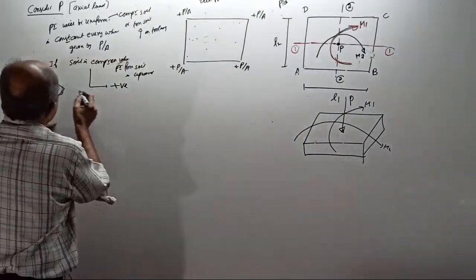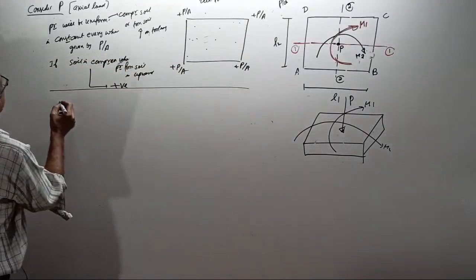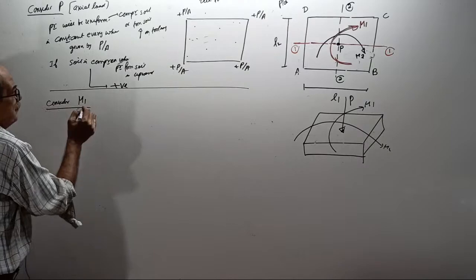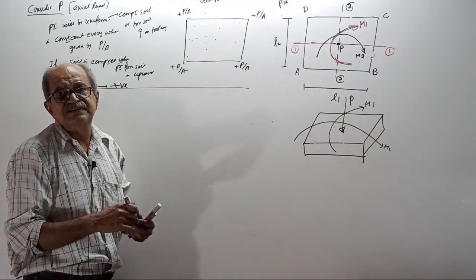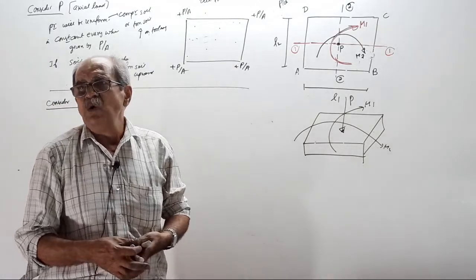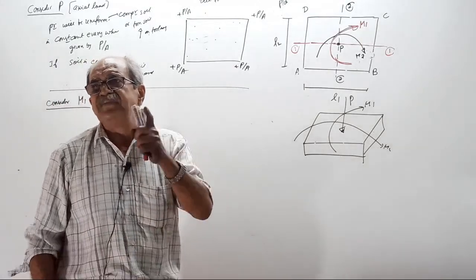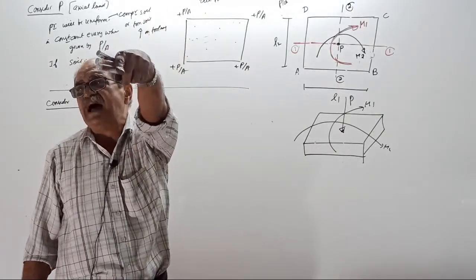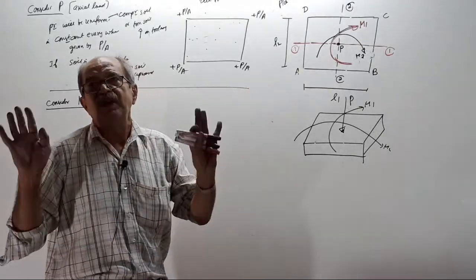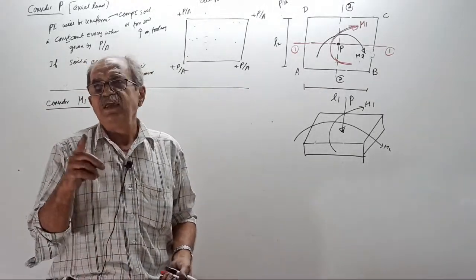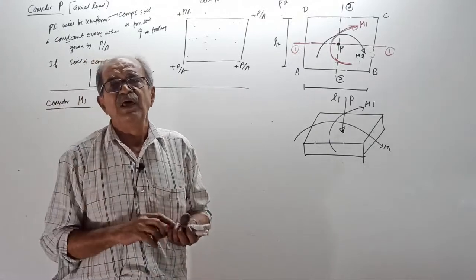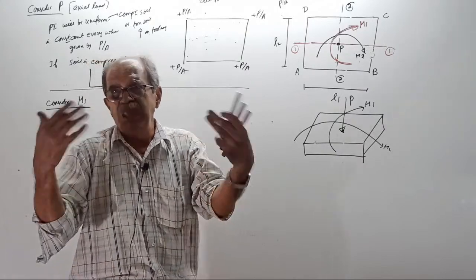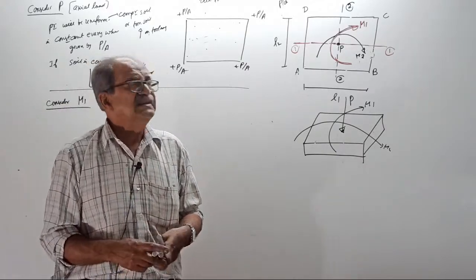P by A. This is due to P. Okay, now consider M1. Remember, I am not taking a strength of materials class here, but I have to tell the principle if it is a basic RCC class. Fortunately, for the basic RCC batch, I already explained this. They know it. For the ETABS batch, I should tell the principle. I cannot go into derivations. So whatever I give, accept it.